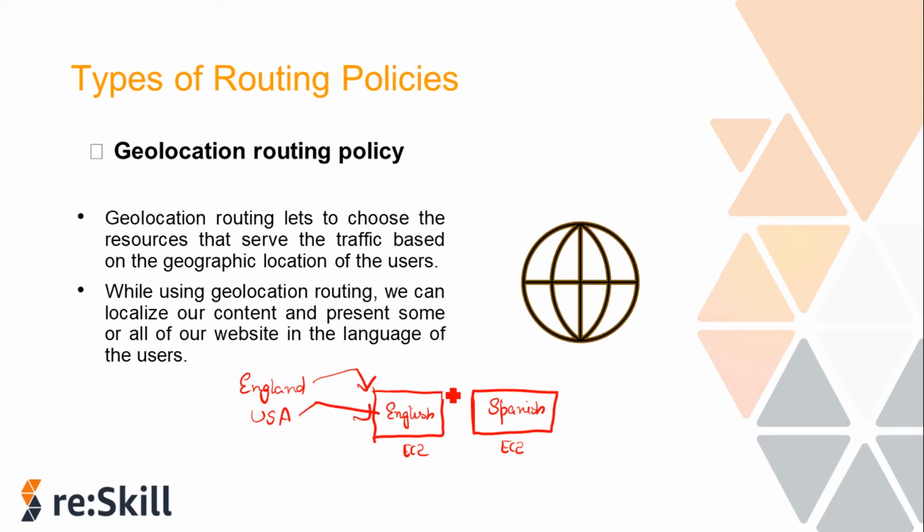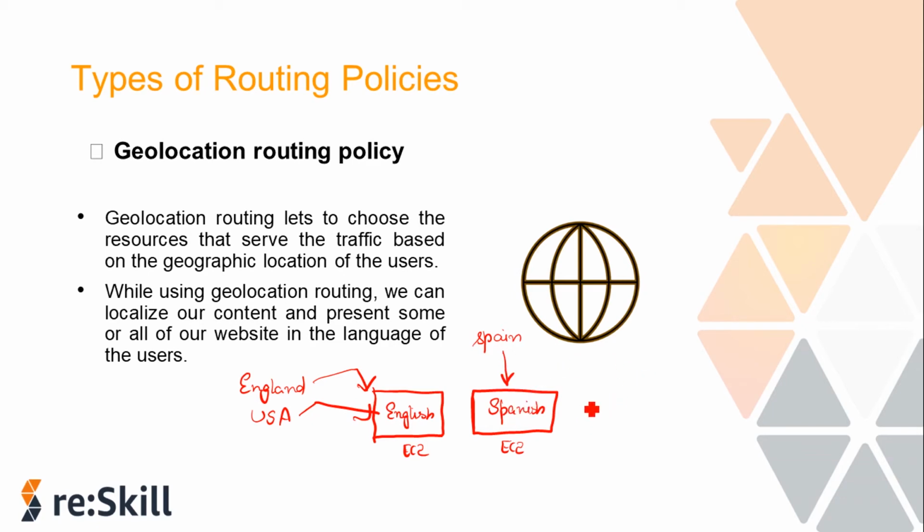And if the request comes from Spain, then it should be routed to the web server which contains the website translated to Spanish. So it helps localize our content, to present some or all of our website in the language of the users. For example, a user from the US is redirected to an English website, and another user from Spain is redirected to the Spanish website.